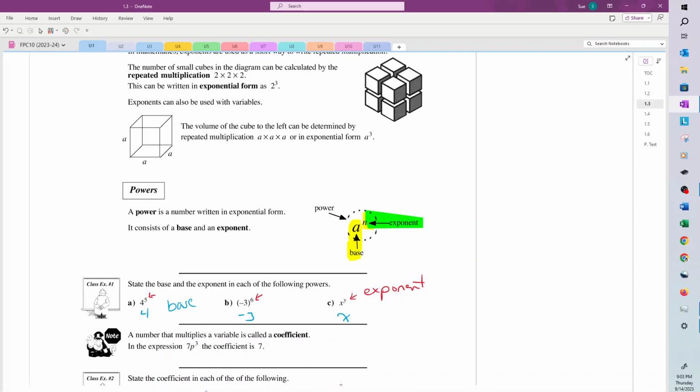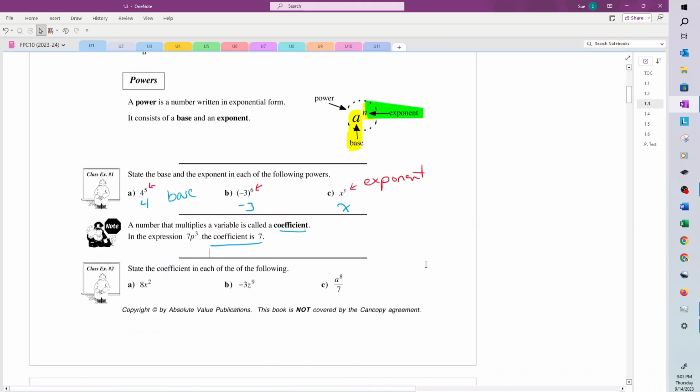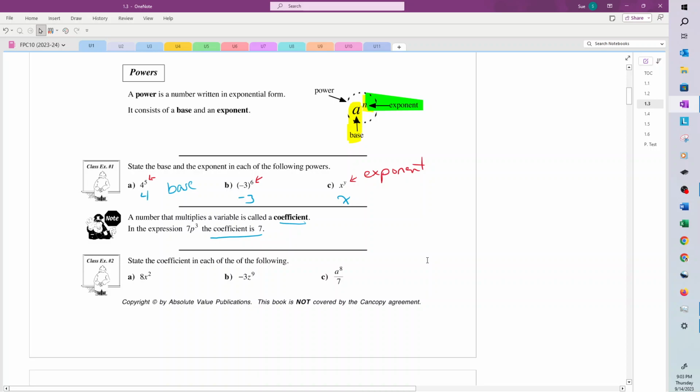Another important vocabulary term is coefficient, and that is what we're multiplying a variable by. So in this expression, 7p cubed, the coefficient is the 7. So take a minute and see if you can identify the coefficient in each of these. Pause the video and then start it back up again. All right, the coefficient here is 8. Here it's -3. Here it's 1/7, because we can write that as 1/7 times a to the power of 8, or you could put that over 1 if you want. So the coefficient is 1/7, because that's the number we're multiplying it by.